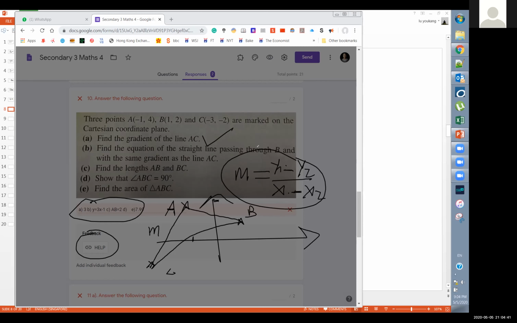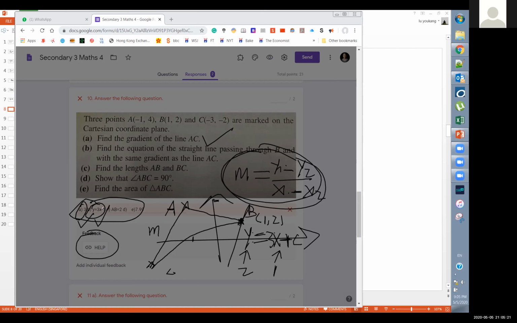Find the equation of the straight line passing through B, which is here, and with the same gradient of AC. So basically, you already have the gradient here, right? So y equals, looks like your gradient is 3, right? So I get 3x plus c. It says it passes through this point, so this point is 1 and 2. You put your 1 into it, you put your 2 into it, and then you can find your c. So c should be minus 1. Very good. I see the equation. These two are correct.